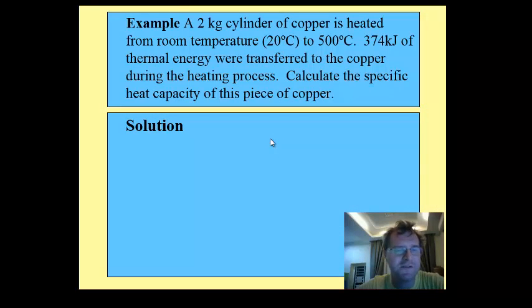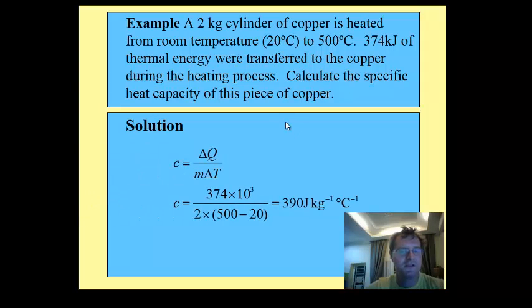I've got a 2 kilogram cylinder of copper, and it's heated from room temperature, 20 degrees centigrade, to 500 degrees centigrade. 374 kilojoules of thermal energy was transferred to the copper during the heating process. Can we calculate the specific heat capacity of the piece of copper? Now what we have to do here is rearrange our formula. We know what the amount of energy going in is, we know what the mass is, and we know what the change in temperature is. So my change in temperature is 500 minus 20.